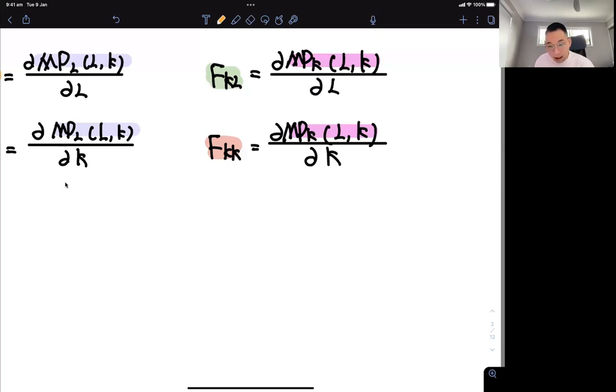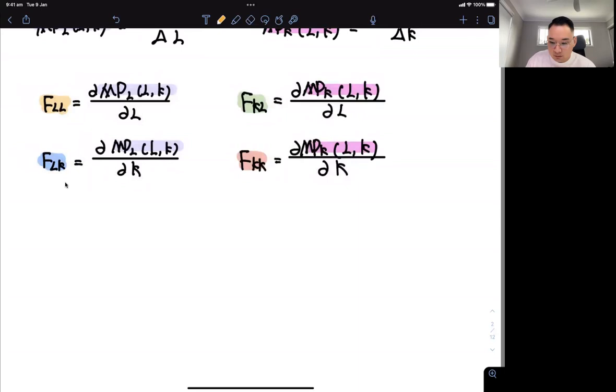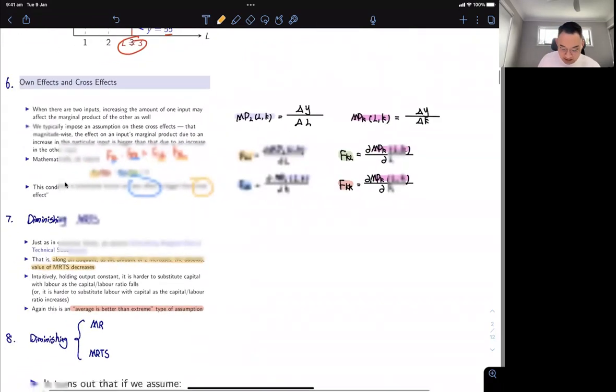In other words, that's how much the marginal product of capital is going to change if you change one unit of capital. That's something we call the own effect. As for the cross effect, that's FLK and FKL. For example, FLK equals the change of the marginal product of L against the change of K. That's when you change one unit of capital, how much change of marginal product are you going to induce? FKL is simply the change of the marginal product of K against the change of L. That's how much your marginal product of capital is going to change if you change one unit of labor.